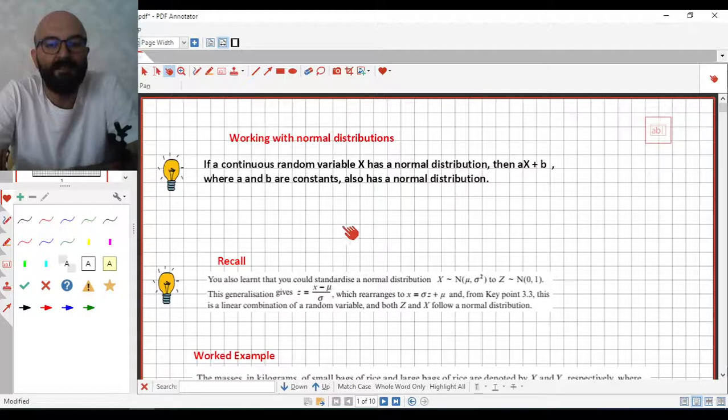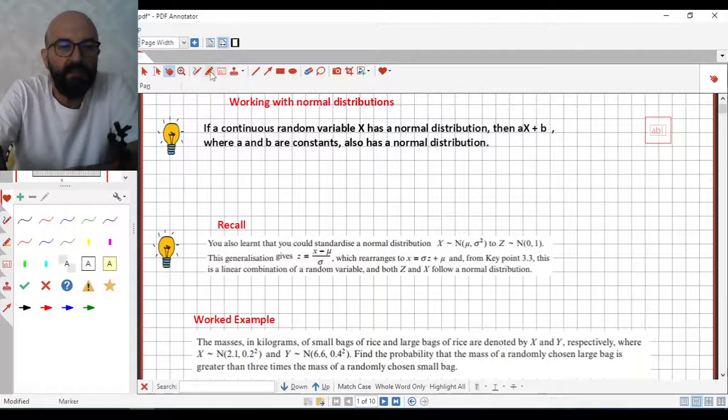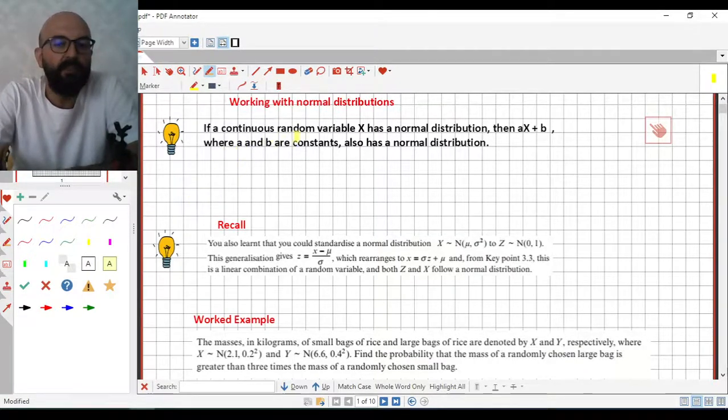Now, in this lesson, we will learn working with normal distribution and using a linear combination of random variables. Now, we can start. If a continuous random variable x has a normal distribution, then ax plus b, where a and b are constants, also has a normal distribution.